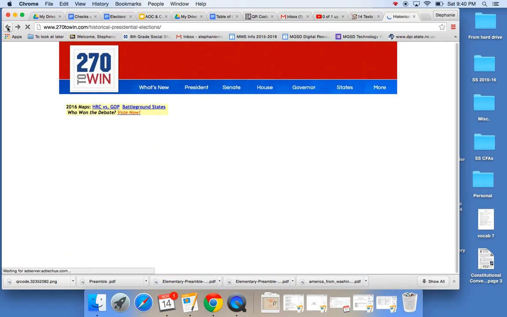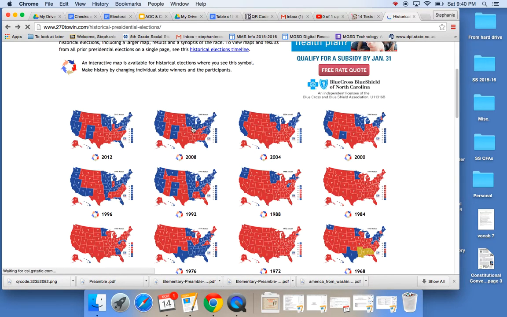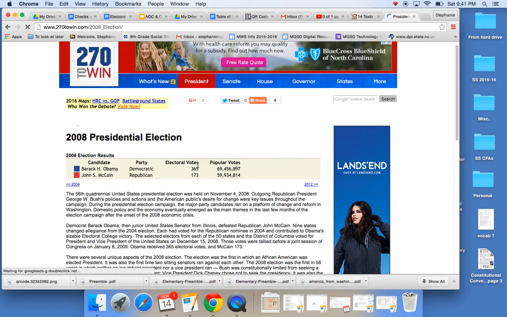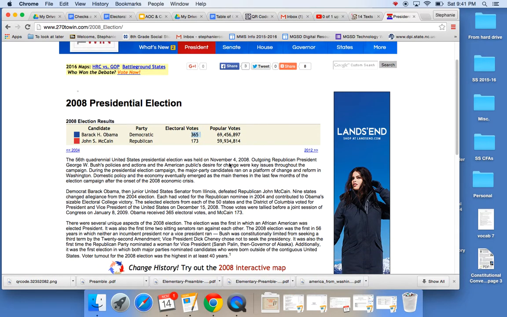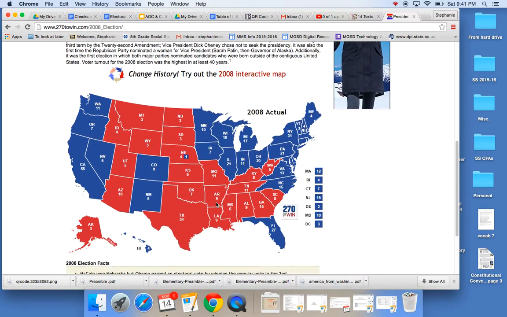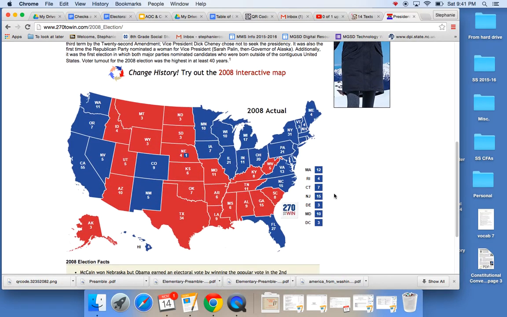But we can go back and look at another map here, like the 2008 election. So this is one of Obama's elections. He got 365 electoral votes. He also won the popular vote. And then you can kind of see that this map's all over the place.